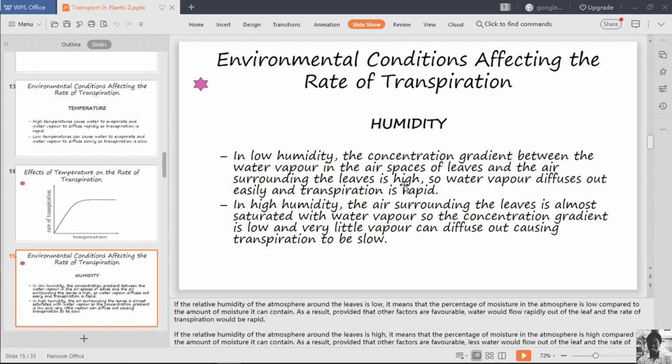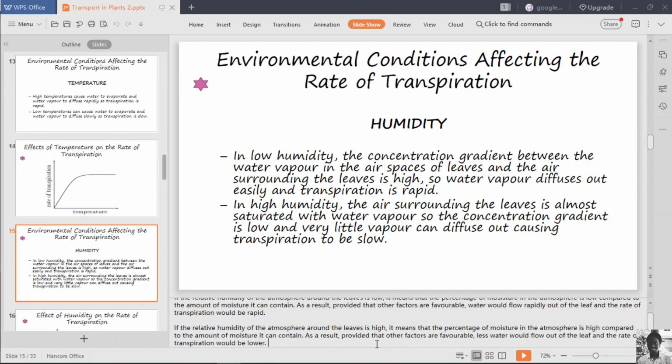On the other hand, if the relative humidity of the atmosphere around the leaves is high, it means that the percentage of moisture in the atmosphere is high compared to the level of moisture it can actually contain. As a result, provided that other factors are favorable, less water would flow out of the leaf and the rate of transpiration would be lower than it would be if the humidity was low. So always remember that if the relative humidity is low, the rate of transpiration will be high, and vice versa.